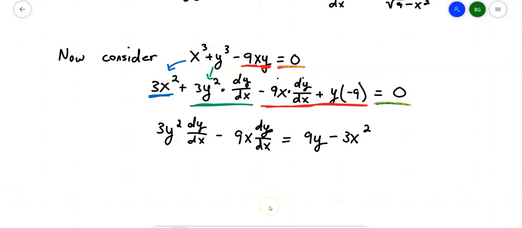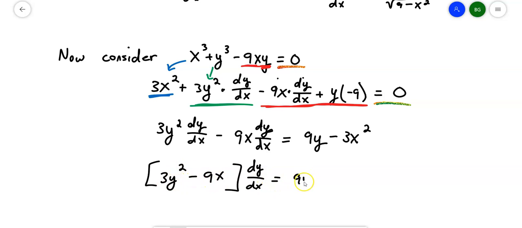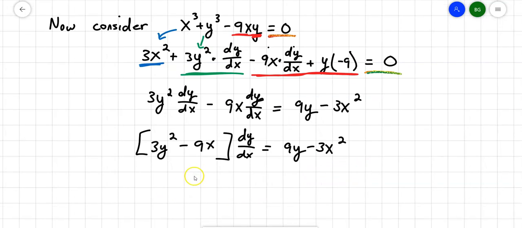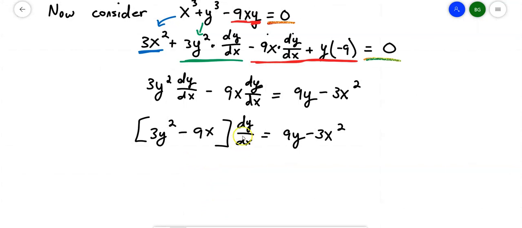So the reason that I group dy/dx terms on one side of the equation is I have a common factor now. I have a common factor of dy/dx. And so I can write it like that. I just factored out my common factor. And now since I want to solve for dy/dx, I want to find the rate of change of y with respect to x, I'm going to divide through by this term here.